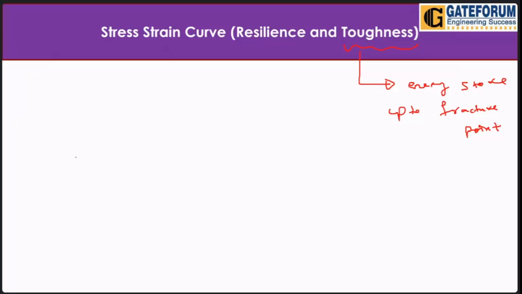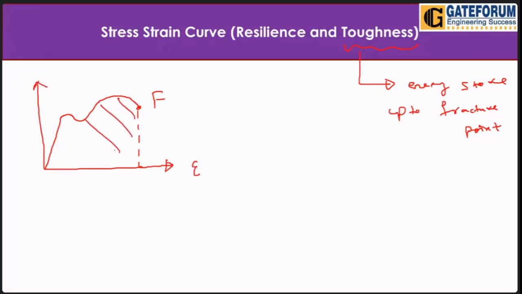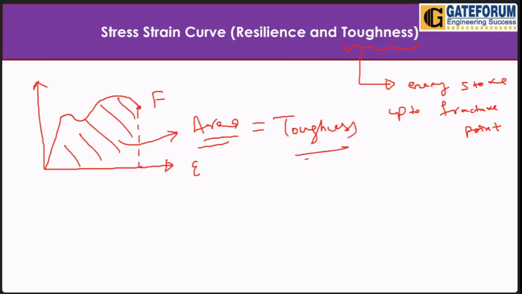Suppose here we have a stress strain diagram, and this is the fracture point F. Whatever energy is stored here, this area will be equal to toughness.